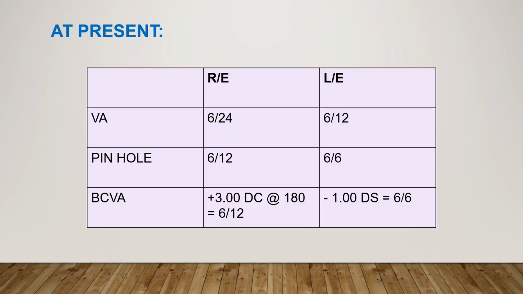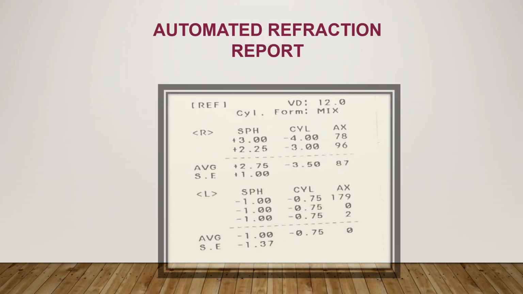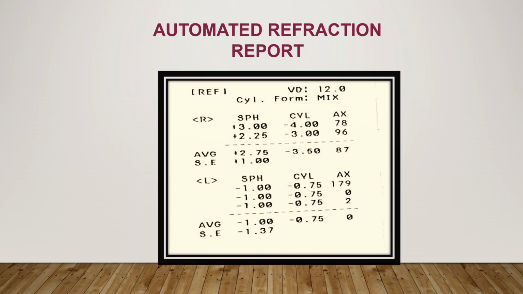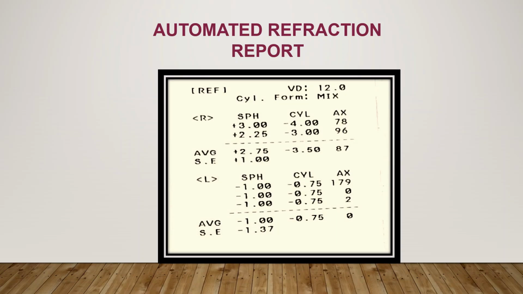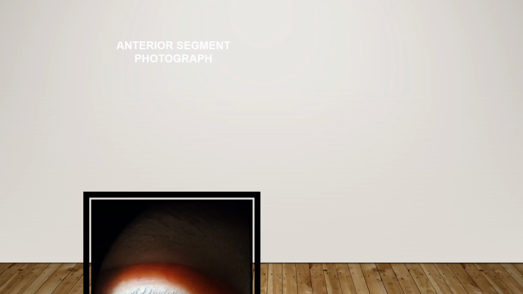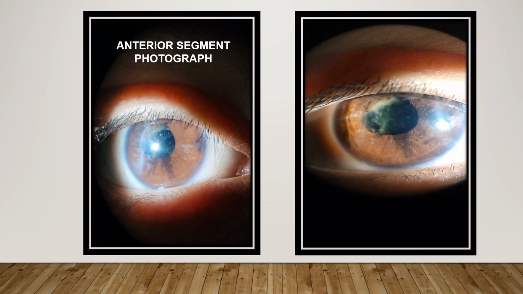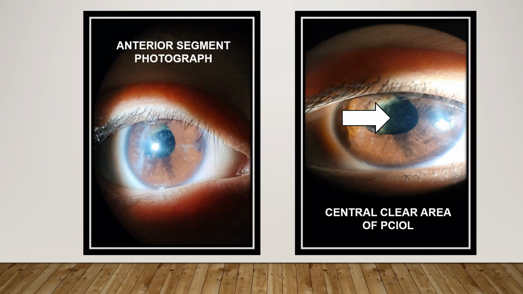Finally, the visual acuity of eye injured is 6/24, which is best corrected by 3 diopter cylinder at 180 degree to 6/12. The outcome is unexpected as visual prognosis of open globe injury is poor. In the anterior segment photograph, we can clearly see the scar mark on cornea and clear central area in the posterior chamber intraocular lens implant.